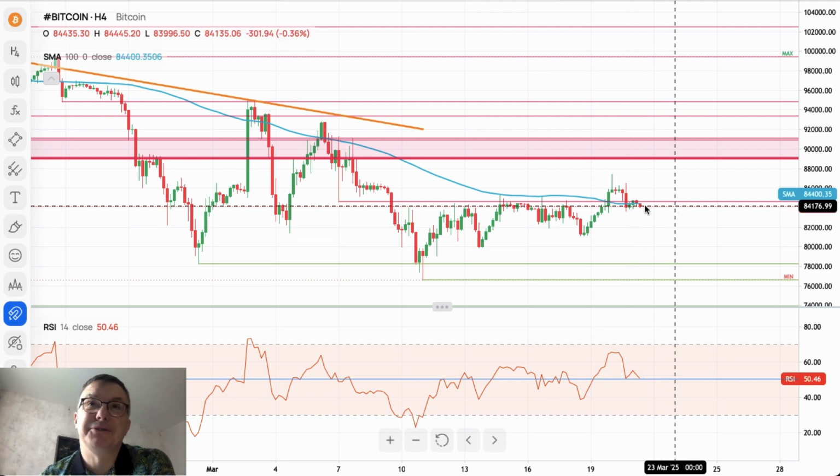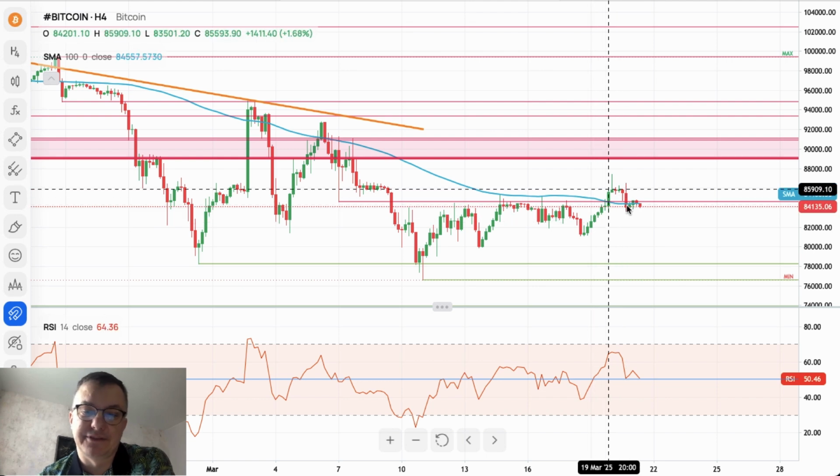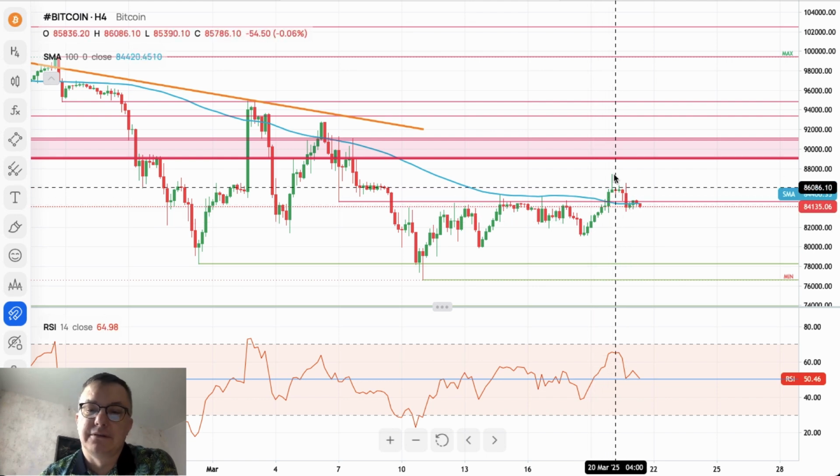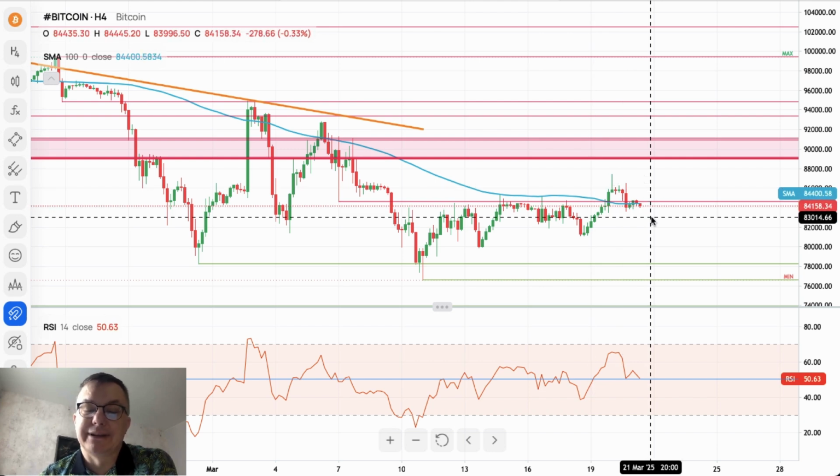So we are back to square one, because nothing is happening here again, and it looks like it was just a one-off spike to the upside, and we are back to the key levels on the Bitcoin. So what we can do is to still wait for the situation to get much more interesting.